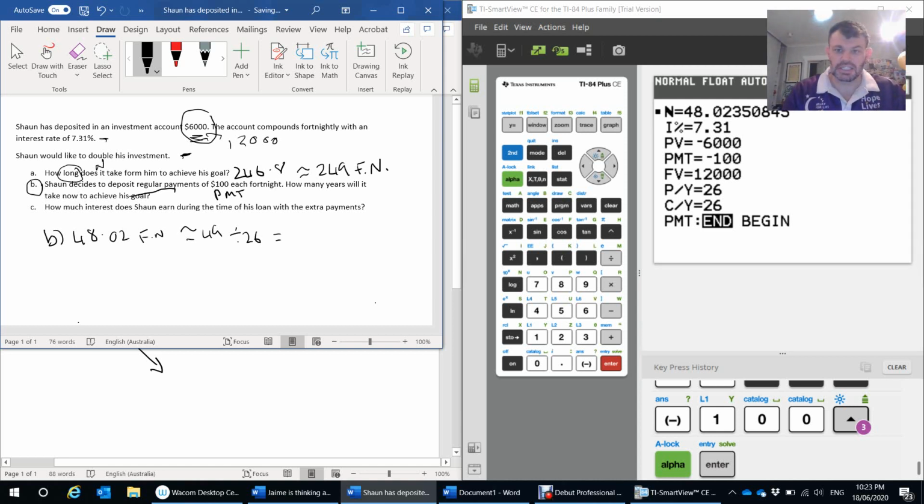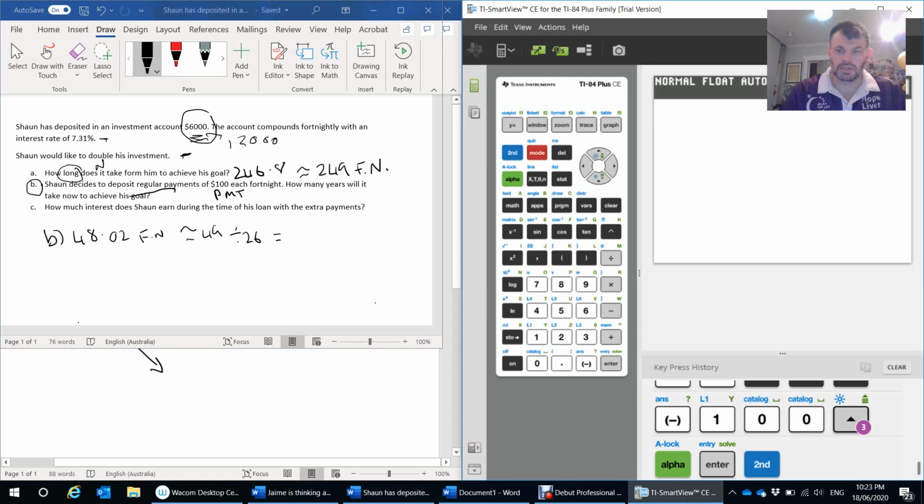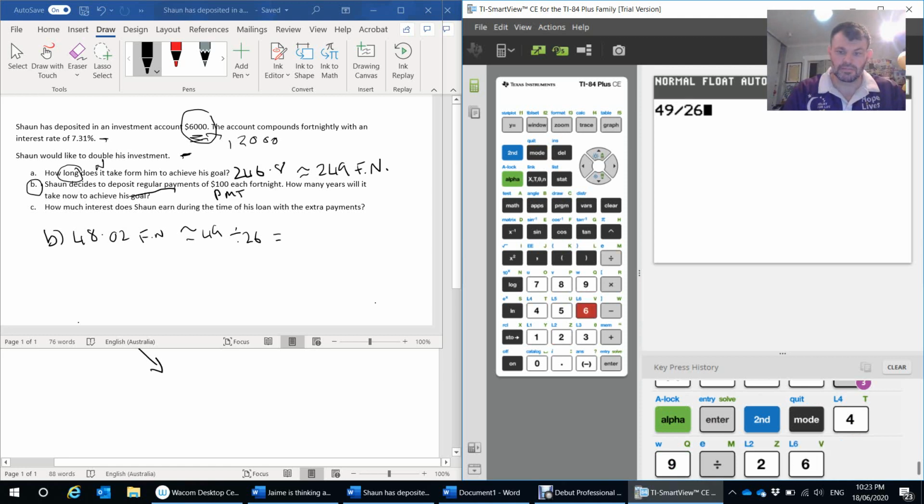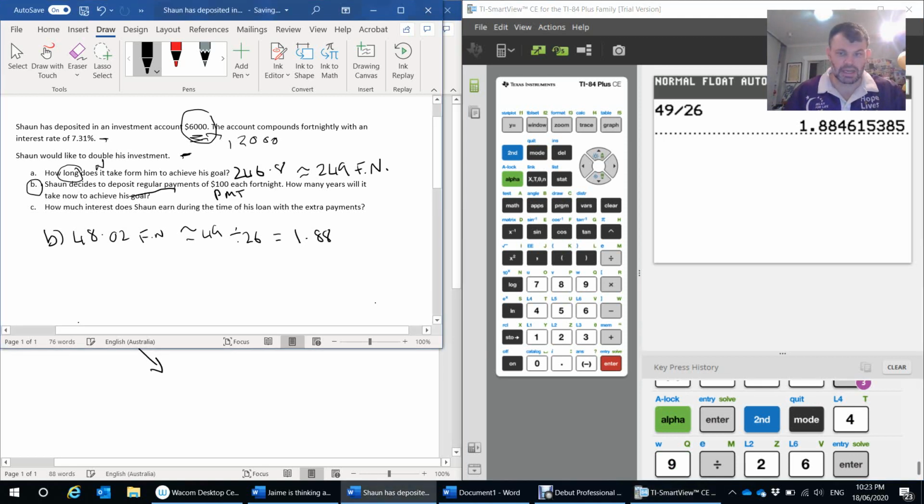So let's just quit this function here and let's type it in. So we've got 49 divided by 26, and we get this answer of 1.885. Well, this means that it's going to take him 1 year.